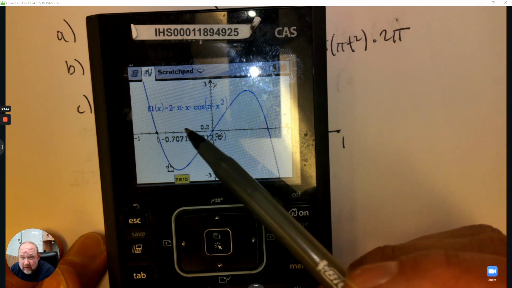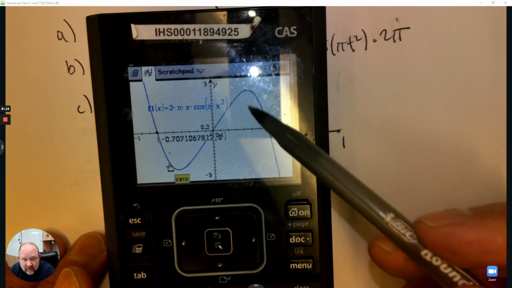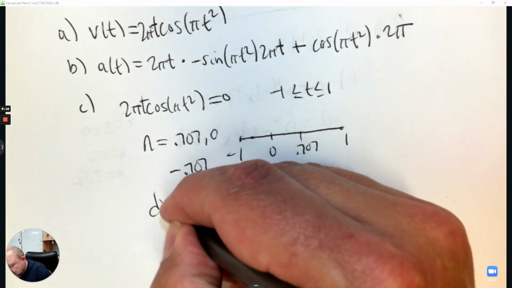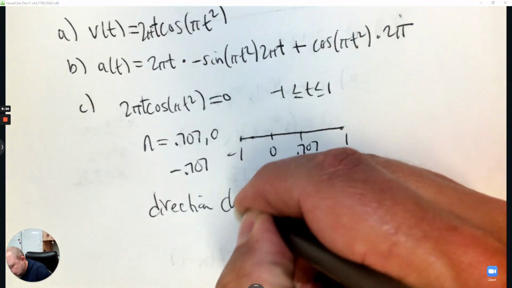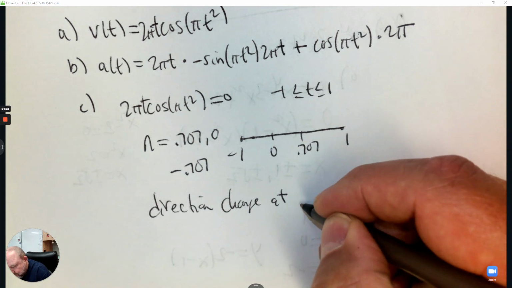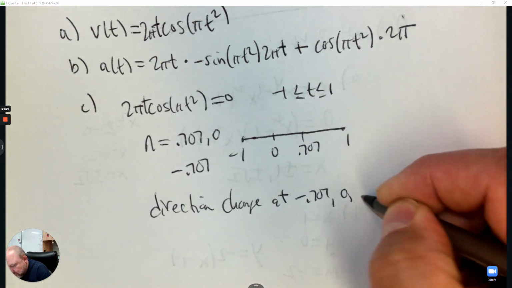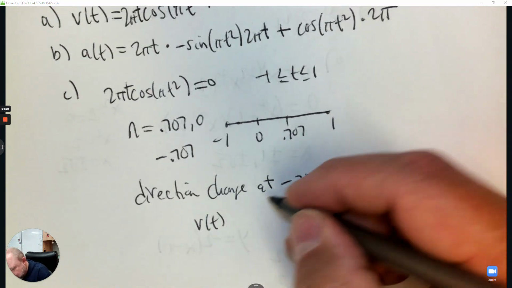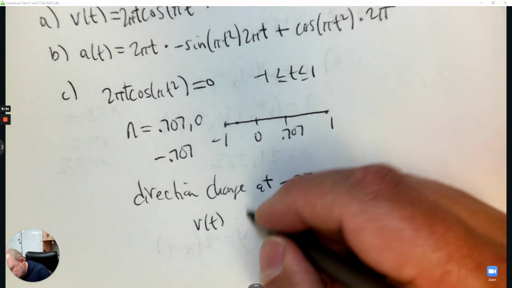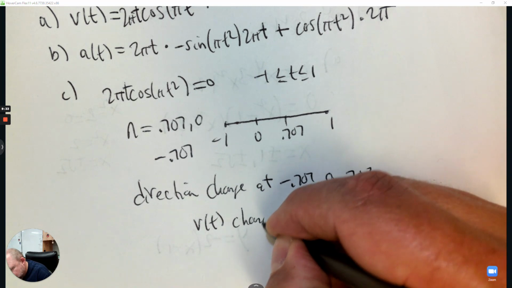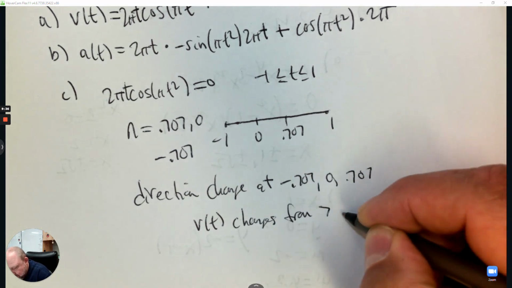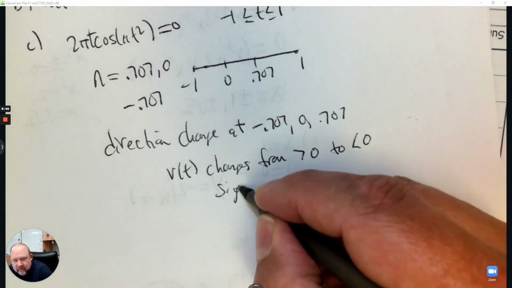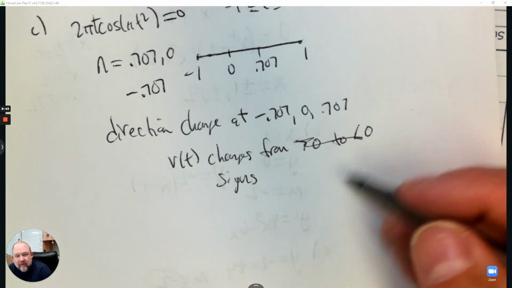And where does it change direction? Every time it crosses over, it changes direction. So it changes direction at all of them. And we can say the velocity changes signs there, so we can see it's above or below.